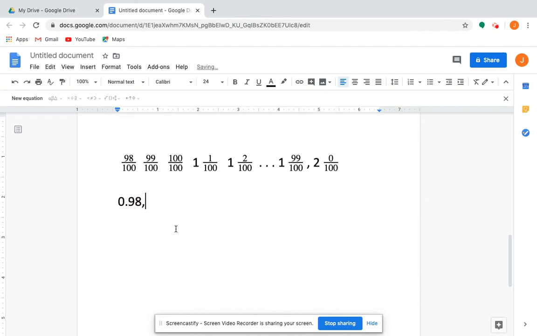And what would happen if we kept counting? We'd go to 99 hundredths. And then what do you think would happen here? Is this next 100 hundredths? No, because 100 hundredths, look at it as a fraction, is one whole. Look, we have a 0.100. This is just 1 tenth.